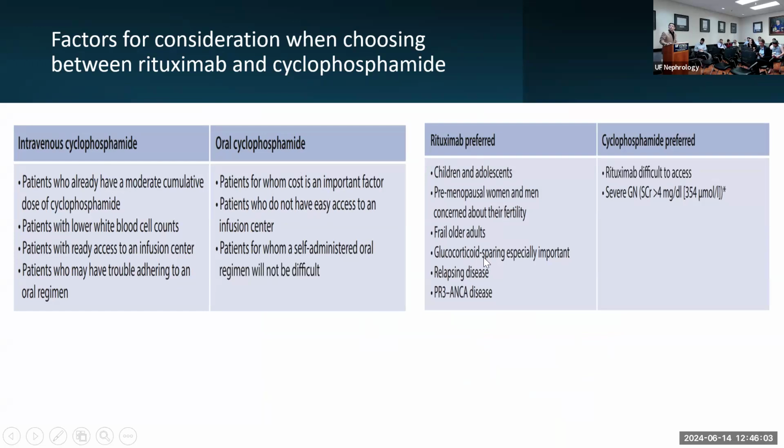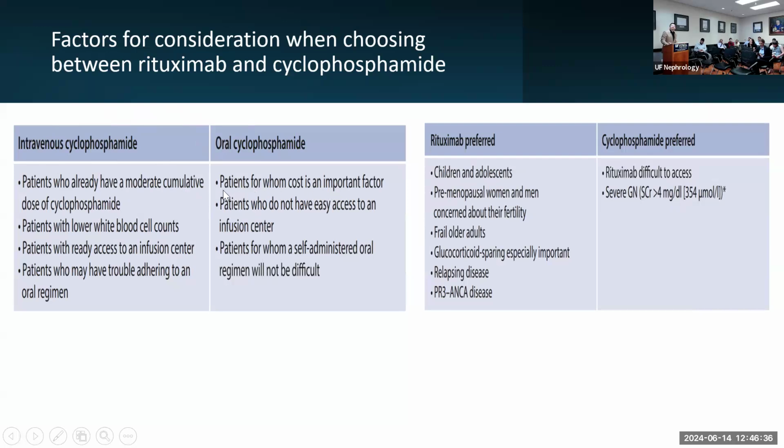Rituximab is preferred for glucocorticoid sparing, especially important in relapsing disease, because rituximab is especially effective in patients with relapse and PR3 ANCA disease. Cyclophosphamide is preferred if you cannot get rituximab, and in severe GN with a creatinine of more than 4 milligrams per deciliter. Between oral and IV, there's no difference.